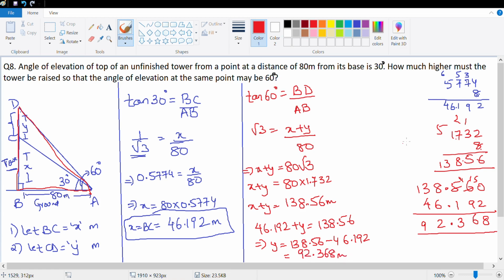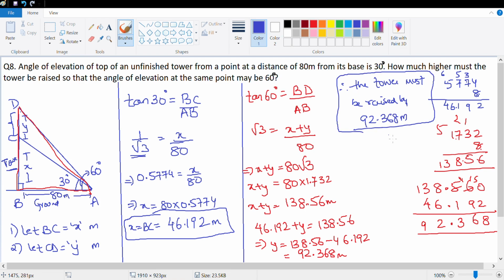92.368. Now since the question is in word form, we will need to write the answer in the form of a sentence. Let's write the answer. Therefore, the tower must be raised by 92.368 meter. Perfect. That's the final answer, and we are done.